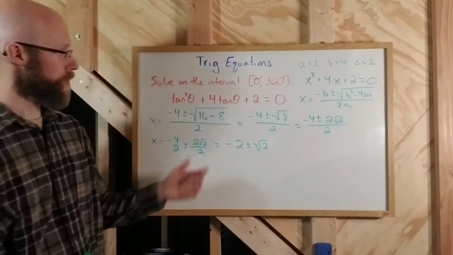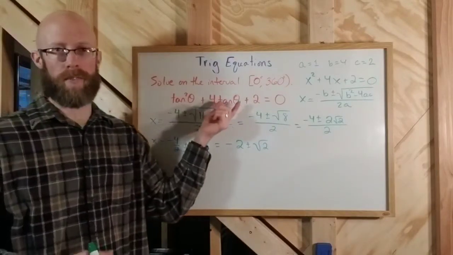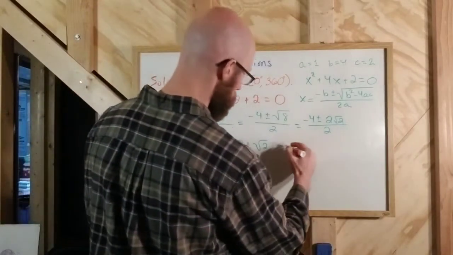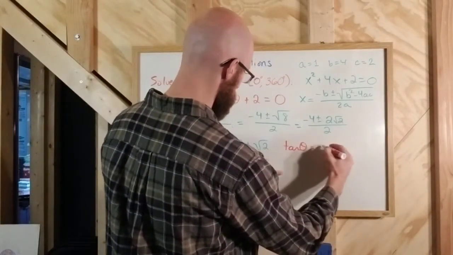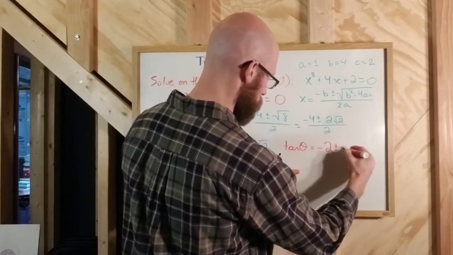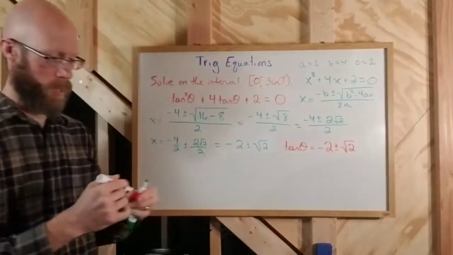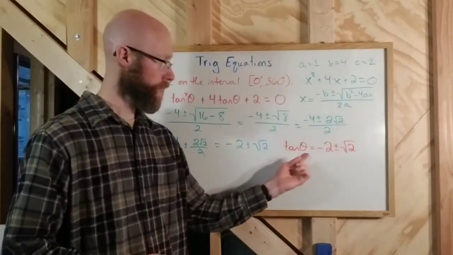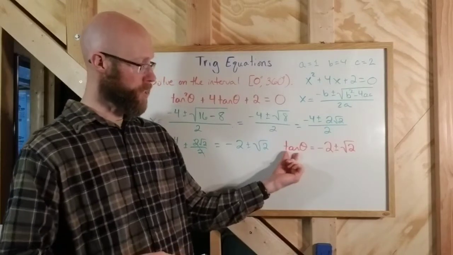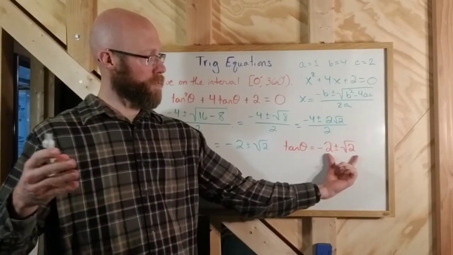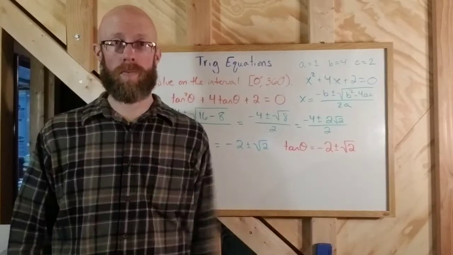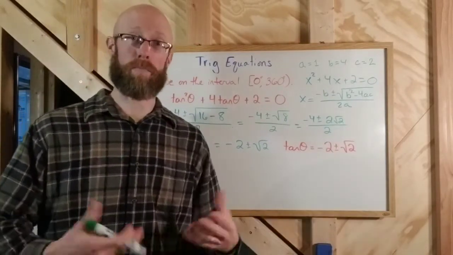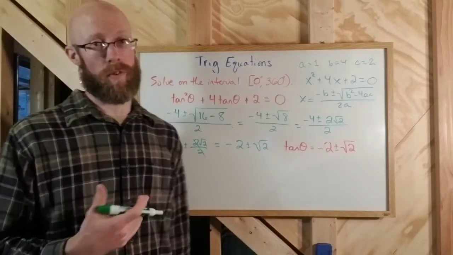But remember, we don't have x in our equation, we have the tangent of theta. So technically, it's the tangent of theta that is equal to negative 2 plus or minus root 2. Okay. And so what I want to do is find all values of theta which have a tangent value of negative 2 plus or minus root 2. Okay, well there's two different values there, one with a plus, one with a minus. I need both.